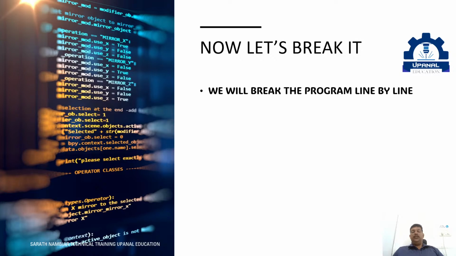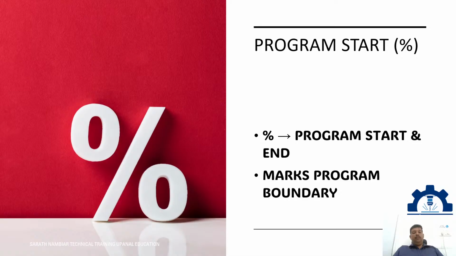You don't need to remember codes. Just look at the very first line. You saw the percentage symbol, right? This symbol is used to mark the beginning and end. Think of it like opening and closing a file. It tells the machine the program starts here, and then it tells the program ends here. Now, in some machines this may not always be visible, but in many controllers it is used to clearly mark the program boundary.